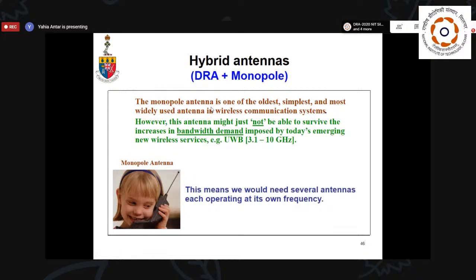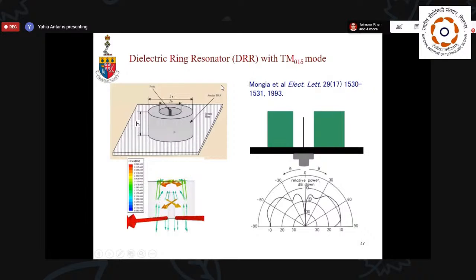And basically, the idea there is, can you use a DRA with a monopole combined to achieve properties that you could not achieve with one of them alone? And here is the situation. You have a dielectric ring and a monopole.